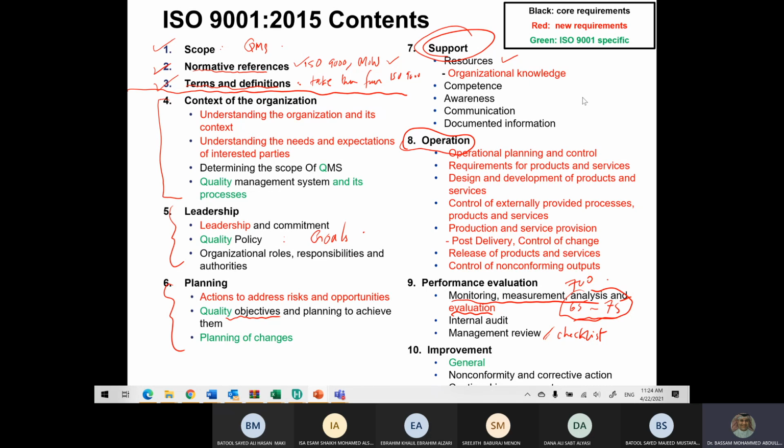These standards say what? That if you want to be ISO certified, any organization wants to be ISO certified, you need to have very clear processes for all these standards. So if you don't have a clear standard for operation, everything written very clearly, documented, that means you will not be certified.